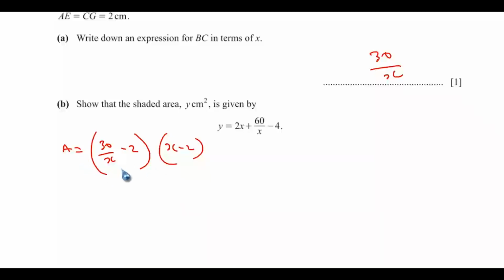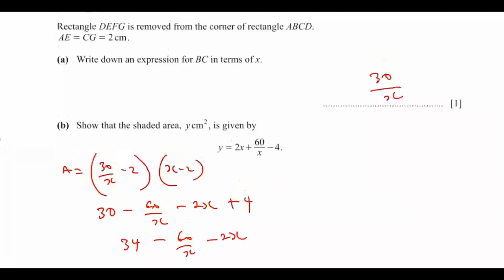So we can expand this and open the bracket. 30 over x times x, we are left with 30. Then minus 30 over x times 2, that will be minus 60 over x. Then minus 2 times x is minus 2x, and minus 2 times minus 2 will be plus 4. So that is the expression there. We can now combine 30 and 4, which will be 34, minus 60 over x, then minus 2x. So this is the area of the rectangle that was removed.